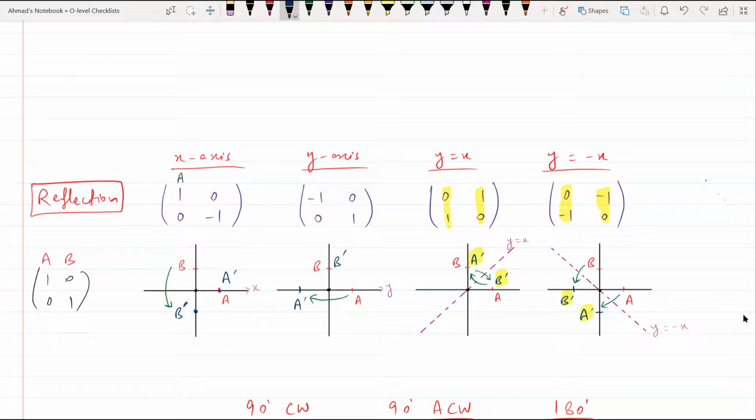So this is your A dash, this is B dash. Again, this is A dash, this is B dash, this is A dash, this is B dash, A dash, and B dash. इस तरह से आपके reflect होके यहाँ पर आ रहे हैं.